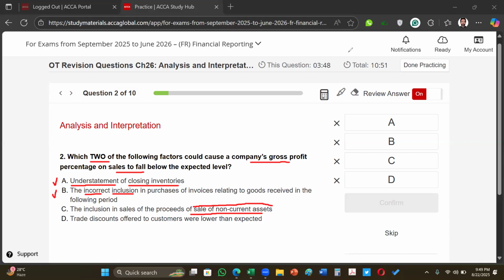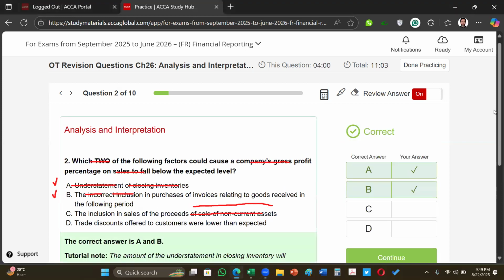Yes, people, I hope this makes sense. From here, we could conclude that option A and option B are the correct figures. Yes, sir, it makes sense. Thank you. Okay, excellent. So we move on to the next one here.